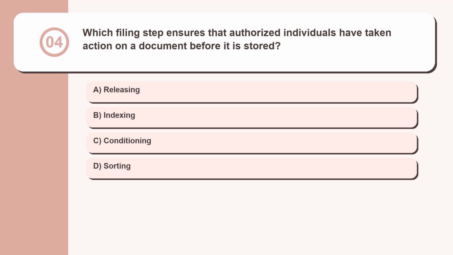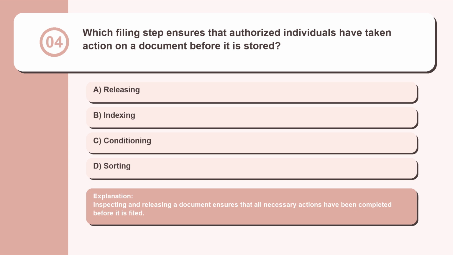Question 4. Which filing step ensures that authorized individuals have taken action on a document before it is stored? Here are your options. Option A, releasing. Option B, indexing. Option C, conditioning. Option D, sorting. Explanation. Inspecting and releasing a document ensures that all necessary actions have been completed before it is filed.